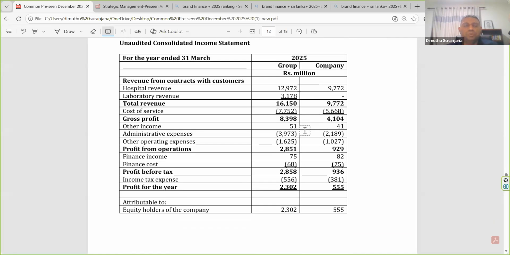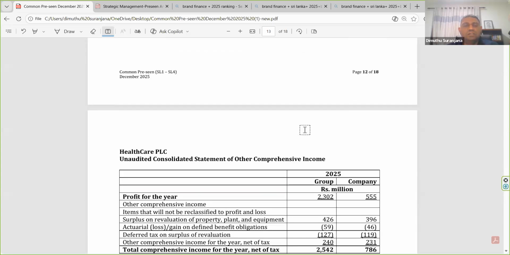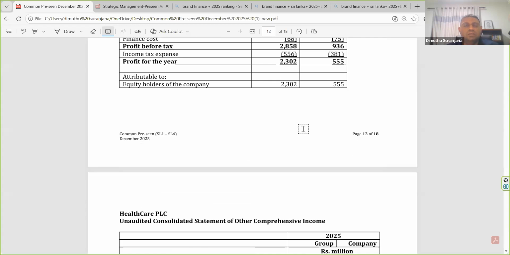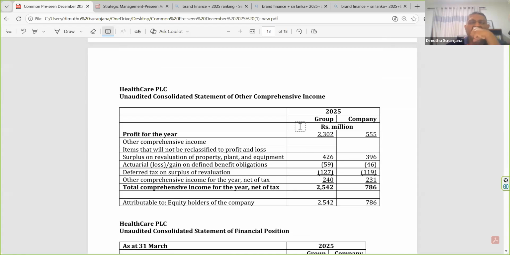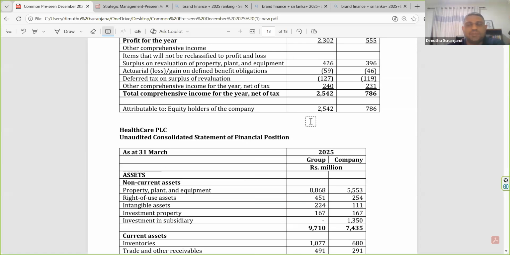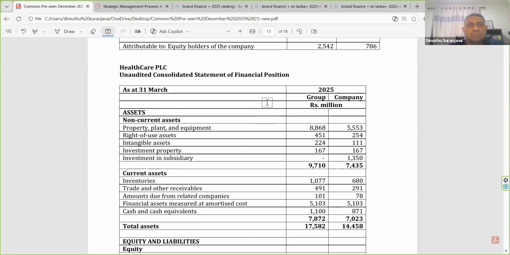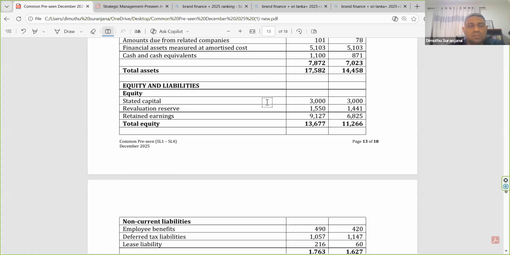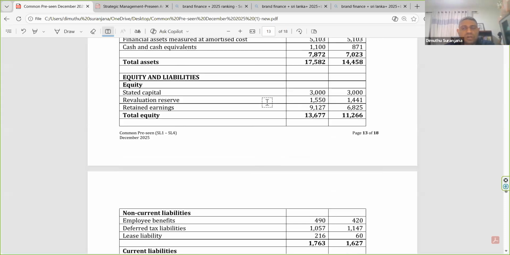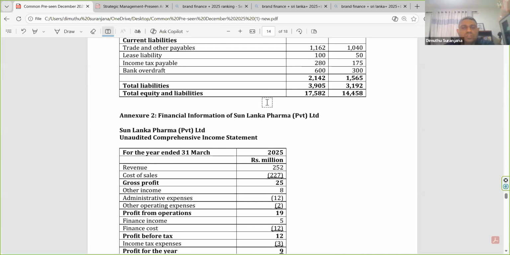So what do you think? So profitable, no? Company profitable, group also profitable. Group is 3 times profitable. Right? Balance sheet. So current assets are more than current liabilities. Yes. So there are not many issues.